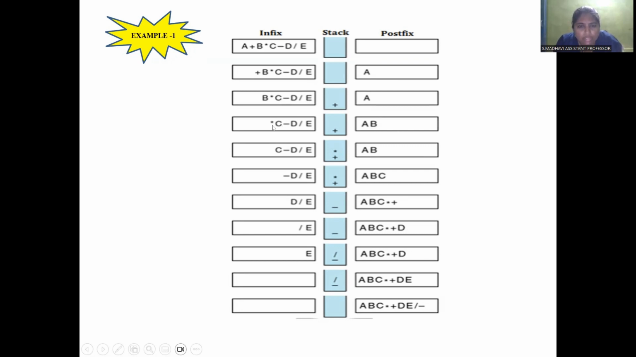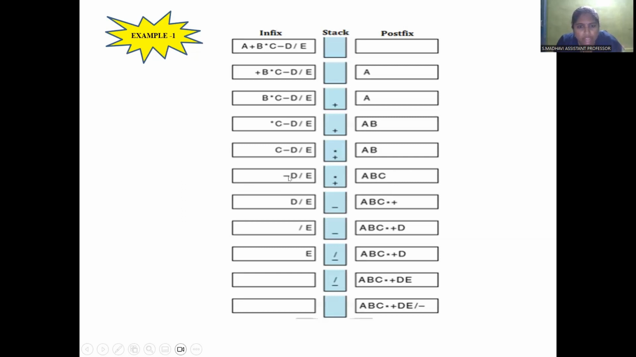Next comes the star. Star is an operator, so with no doubt you can place it onto the stack. See here, the star is placed onto the stack. As I've told you, a higher priority operator can be placed over a lower priority, but not vice versa, so this operator is placed in a correct way. Next we scan the character C. C is an operand, so you can directly place it onto the postfix. So C has been moved here.